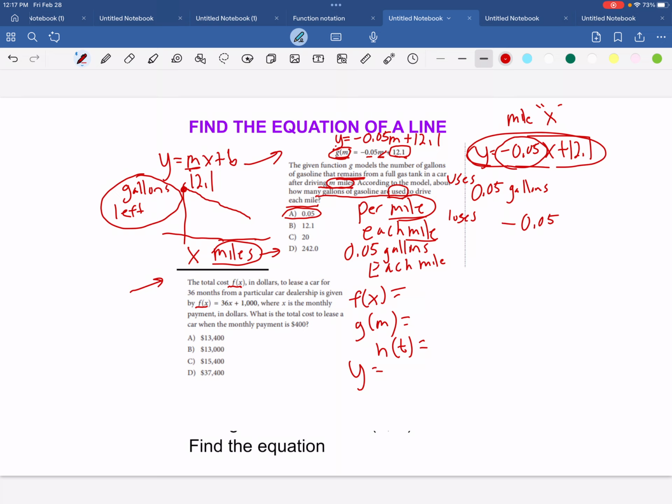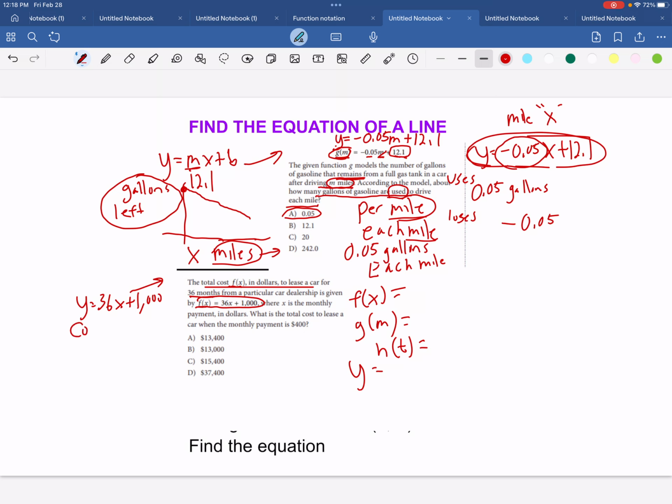Well, that's when we go into the function lessons on the SAT. But for right now, just consider this. I'm going to consider this equation y equals 36x plus 1,000. In context, I want to find my variables here. y is the cost to lease over 36 months, so it's going to be the total cost.